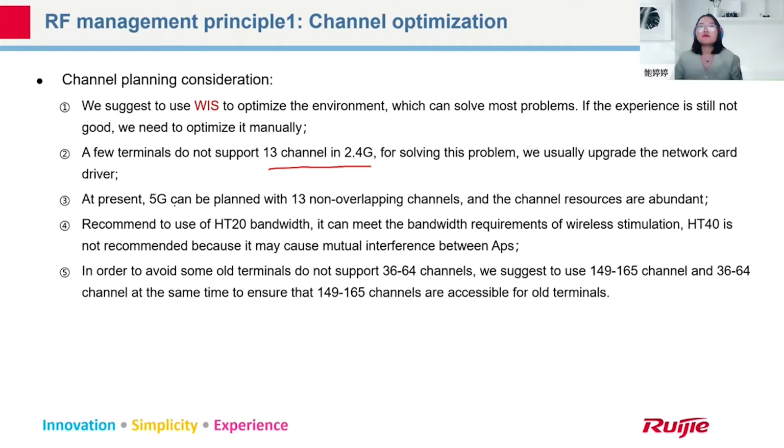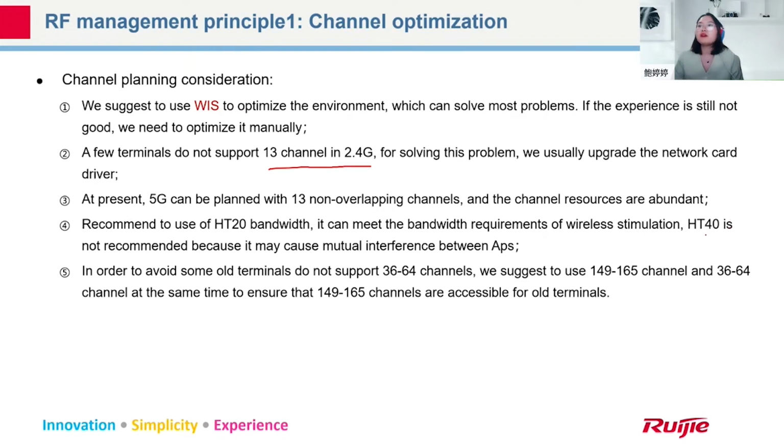And at present, 5G can be planned with many non-overlapping channels, and the channel resources are abundant. So that's why in some scenarios, we say if the devices can support 5G, we will choose 5G first, because there are more channel resources. And we recommend to use 20 MHz bandwidth by default, and it can meet the bandwidth requirements of wireless simulation.